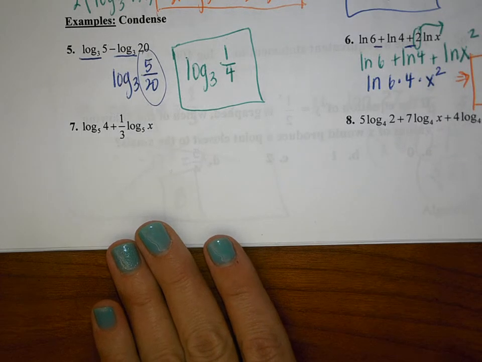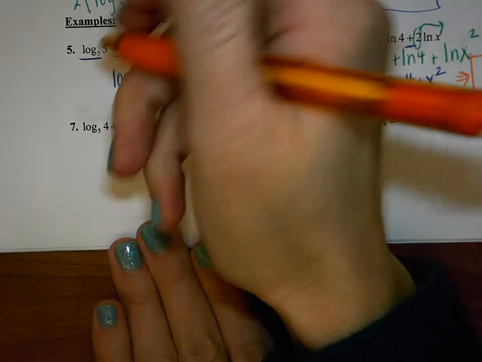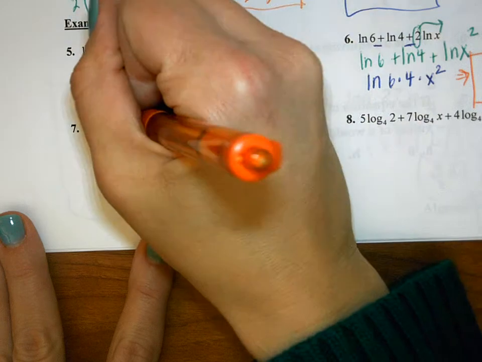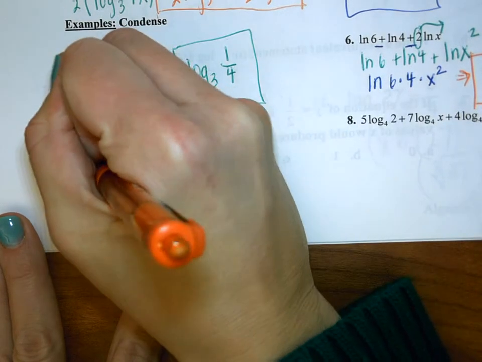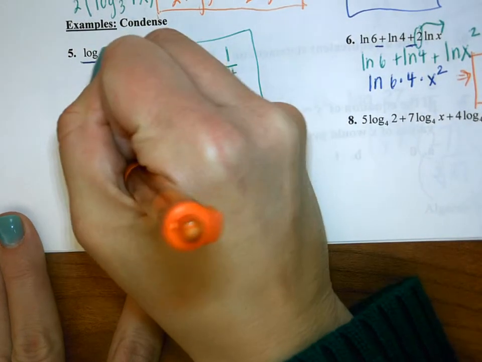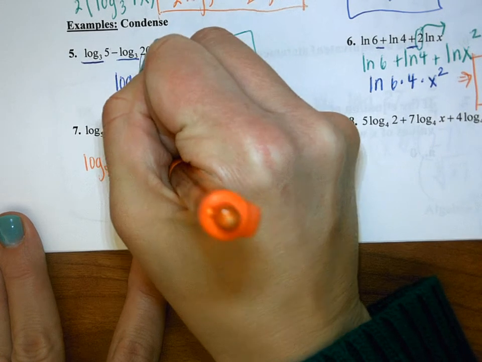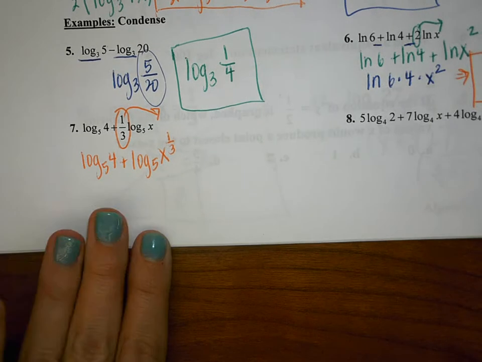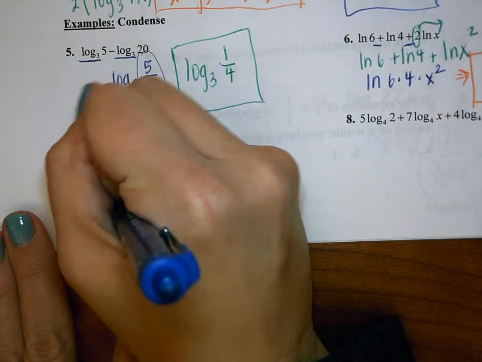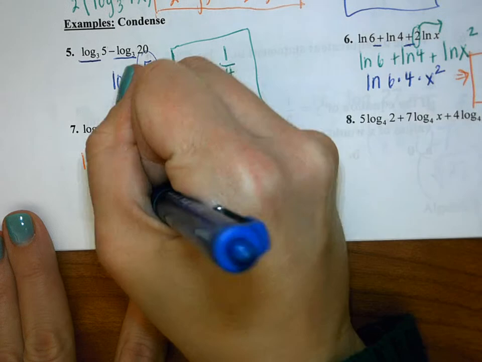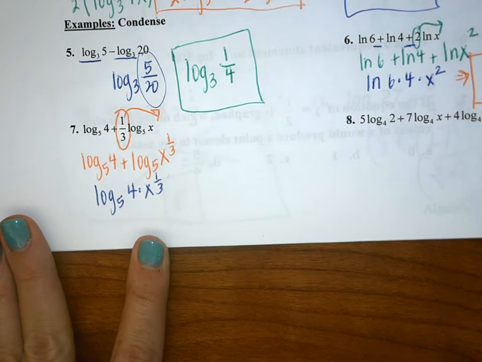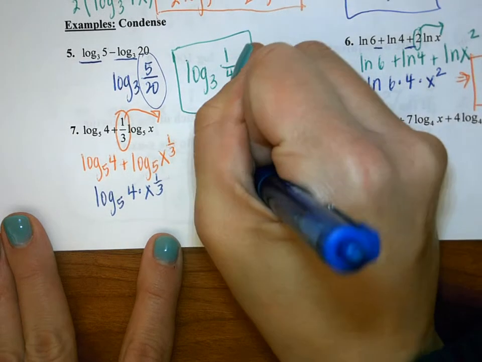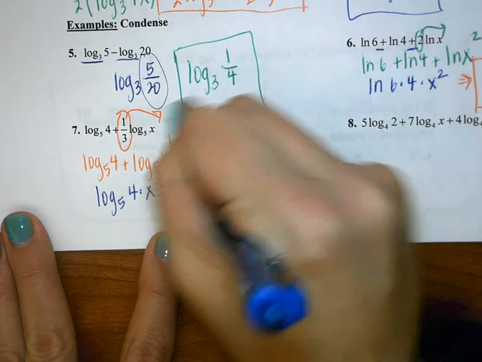Okay, so hopefully you got a chance to try that on your own. The first thing you should have done is taking care of that 1/3 that's in front, and that ends up becoming an exponent. So that will be log base 5 of 4 plus log base 5 of x to the 1/3 power. Okay, next, because it's addition, you're going to write this as log base 5 of 4 times x to the 1/3. And that's your answer. Oops, I forgot my base 5.